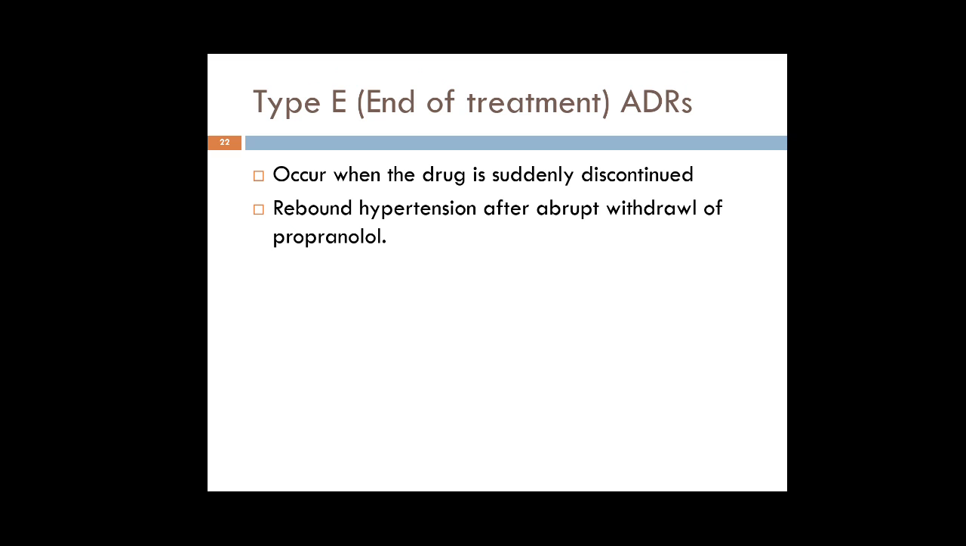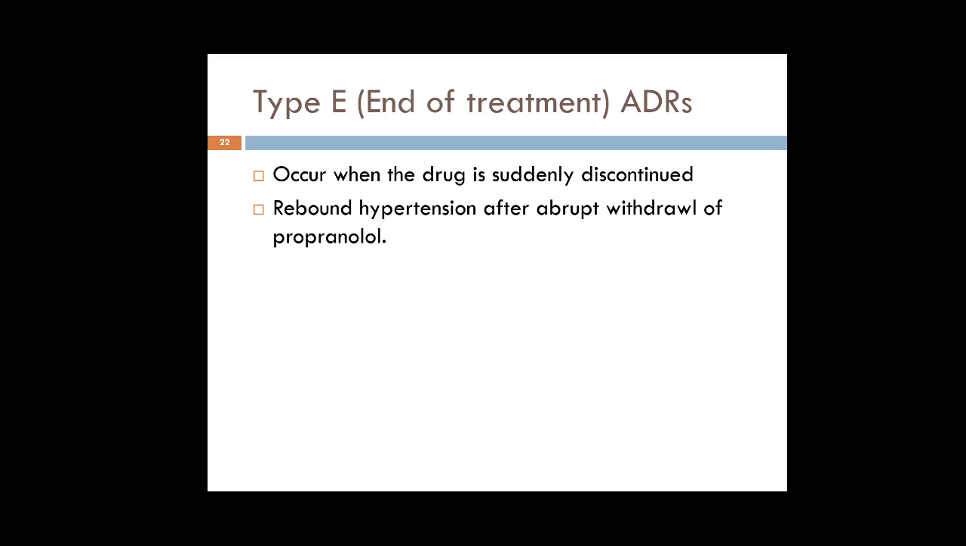These occur when the drug is suddenly discontinued. Such effects can be seen with the use of propranolol. Propranolol is a beta blocker. It is a commonly used drug for hypertension, so it is an antihypertensive drug. Hypertension is a kind of chronic condition in which you have to give the particular medicine for a very long time.